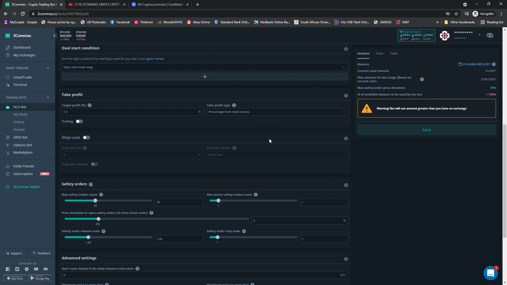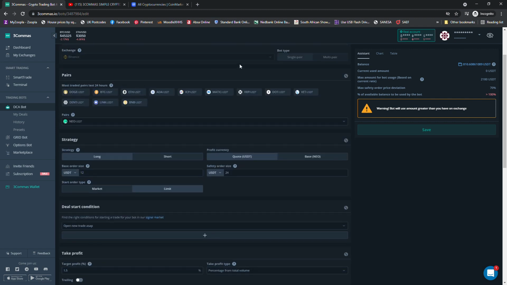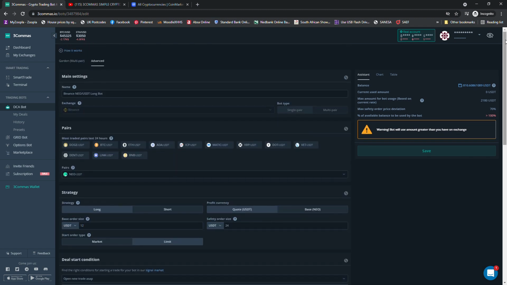Now I did actually make a mistake with two of my robots, and I hadn't realised when I was setting them up. I had only set them to be able to pull back 60% on their safety orders, and that proved to be a pretty bad mistake on two of them, because when the market did pull back, they weren't able to take the safety orders, which meant they weren't able to dollar cost average properly, and that left me in a couple of trades for a very long time.